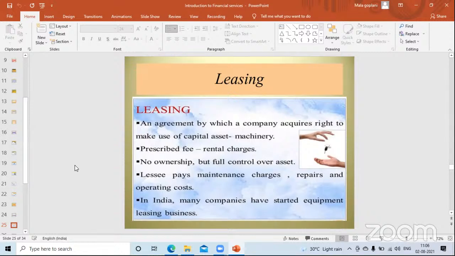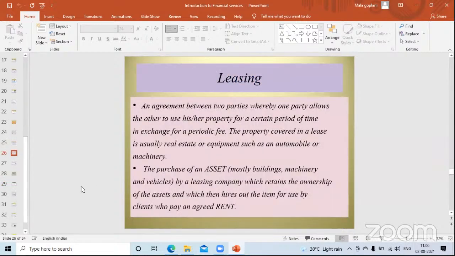Lessee pays maintenance charges, repairs, and operating costs of those equipments. Lessee means the company who takes it on rent. In India, many companies have started equipment leasing business. So it is an agreement between two parties whereby one party allows the other to use their properties for a certain period of time in exchange for a prescribed fee.